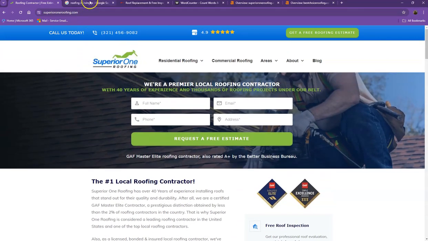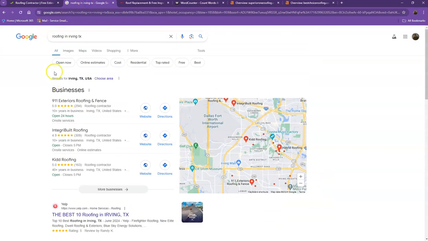So I did a quick search and I used the keyword roofing in Irving, Texas. We'll talk more about the results that we have here. Let's go ahead and start off with the first one. So this is what we call the map pack. And of course, this is something where you really would like to be, since these are the ones that get a lot of attention, a lot of traffic, and they're easier to find.